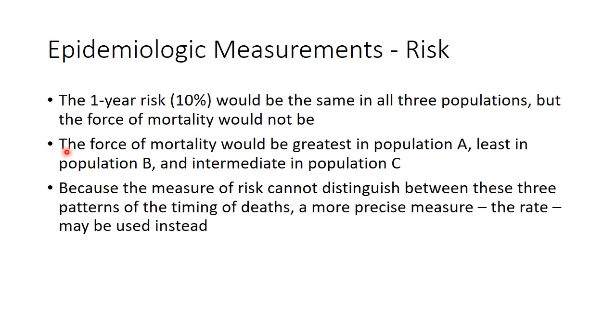What you'll find is that force of mortality is going to be greatest in population A, because most people died very early on. And population B is going to be the least, because most everyone died at the very end. And then it would be intermediate in population C, because they're very consistent throughout the year in who died. Because risk doesn't really tell us anything about when these people are dying, what's more important is a more precise measure, and this is going to be considered rate. Rate is important in how it informs us about risk. It gives us a more precise idea of what the patterns of the event occurring, death in this case, happen to be.